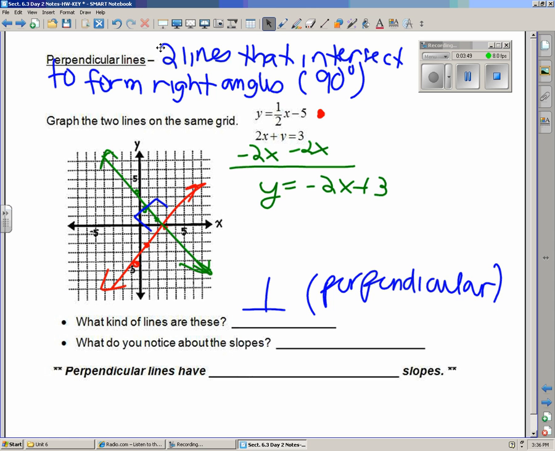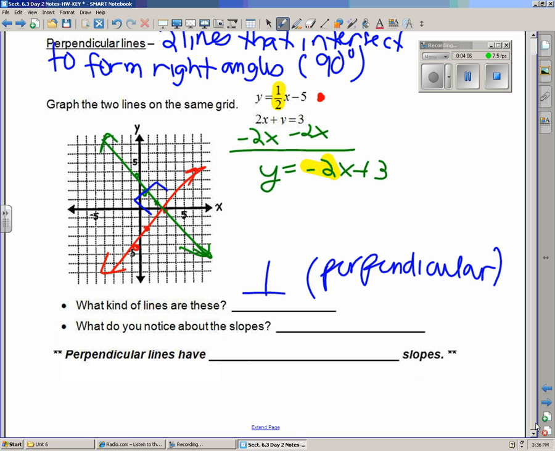Well, what do you notice about these slopes? Well, they are different. Without a doubt, they are different. This slope here was 1/2. This slope here was -2. So they're not just different. Well, I guess the question is, how are they different? And they're different in a very particular way.